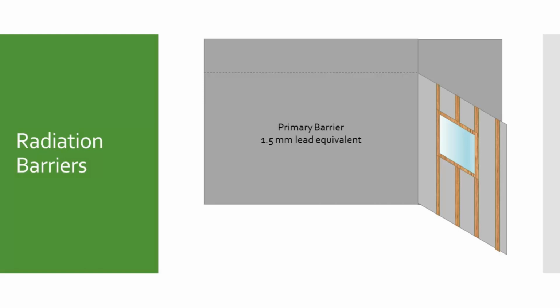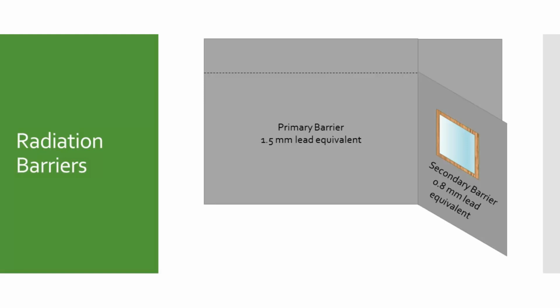Next, let's review what is required for a secondary barrier of the control area wall. Again, we will adhere the lead to the sheetrock, but this time it doesn't have to be as thick. It only needs to be half of what the primary barrier was, so 0.8 millimeters or 1/32 of an inch of lead equivalent is required for this wall. You may notice that it does not have to extend above 7 feet. This area above the 7-foot mark can be left open and not reach the ceiling.